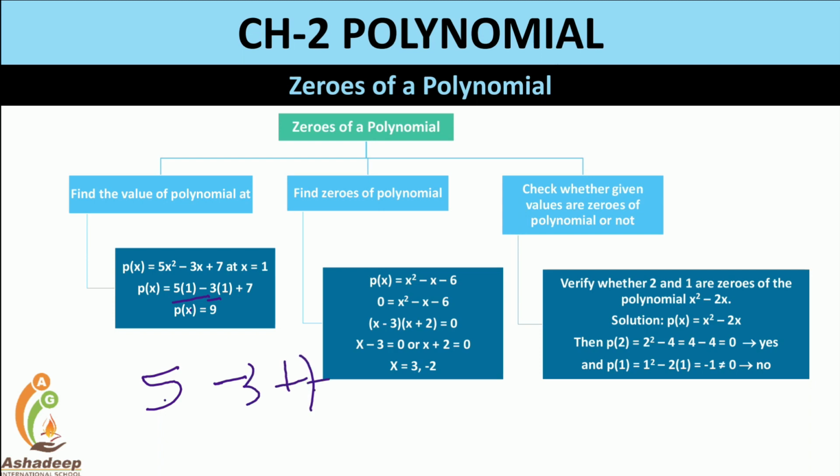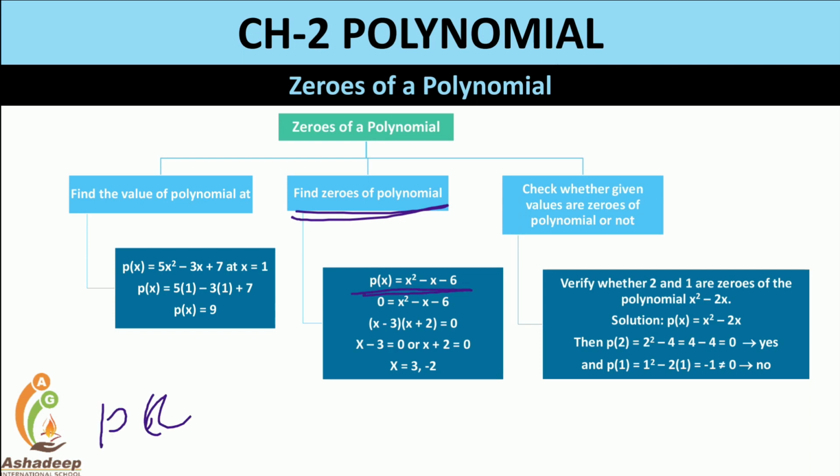7 and 5, 12. 12 minus 3, 9. 9 is the answer. Now find out what the 0 means. See, this is the polynomial, P of x is equals to x square minus x minus 6.